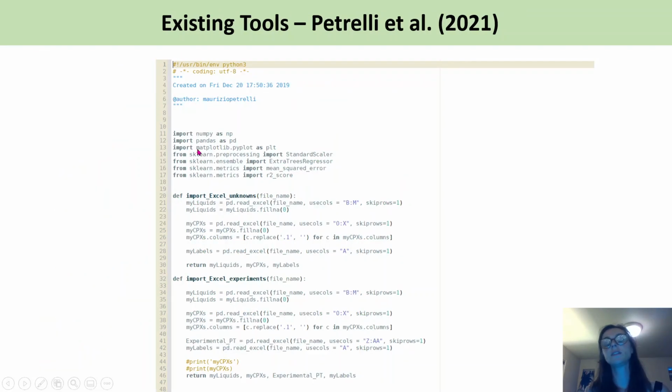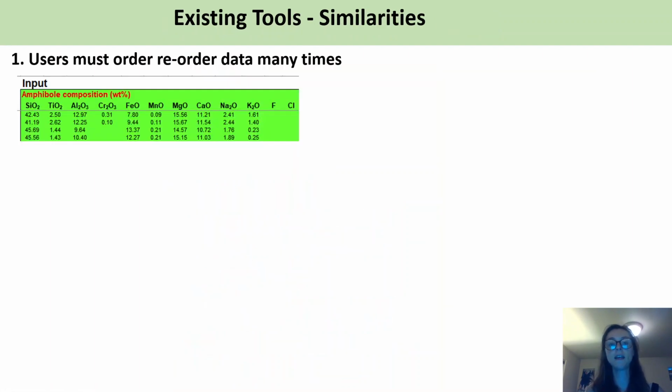Finally, if you want to use the machine learning barometer of Maurizio Petrelli, again you would go into the supplement and you would download this Python script which goes through it for a specific user input. And this is great that there are all these tools available, but the problem is they all have different input structures, so users must reorder their data many times.